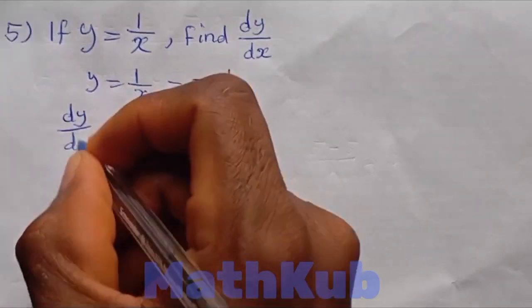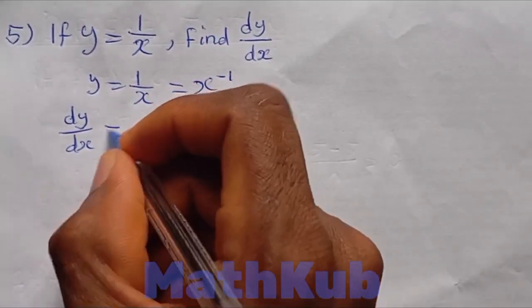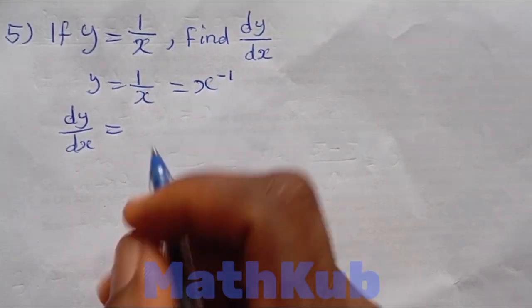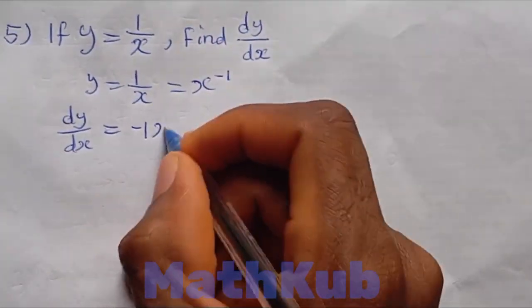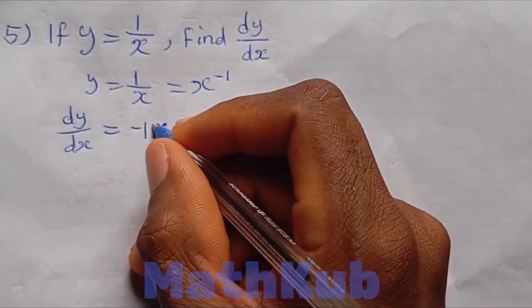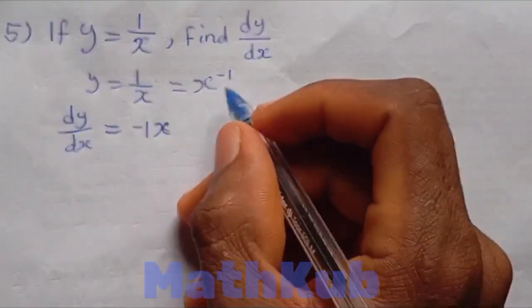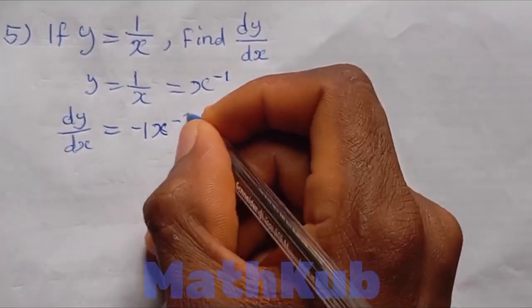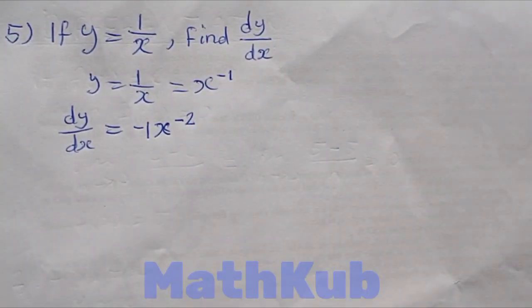dy over dx will now be equal to, with that general formula, you bring down minus 1, then times x raised to the power of minus 1 minus 1, which is minus 2.